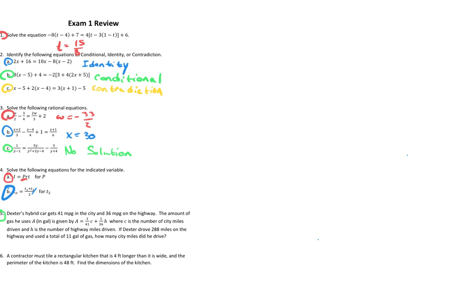Okay, we'll be going on to 5, which reads, Dexter's hybrid car gets 41 miles per gallon in the city and 36 miles per gallon on the highway. The amount of gas he uses, A, in gallons is given by A equals 1 over 41 times C plus 1 over 36H, where C is the number of city miles driven and H is the number of highway miles driven. If Dexter drove 288 miles on the highway and used a total of 11 gallons of gas, how many city miles would he drive? Okay, so we're going to write that equation over here.